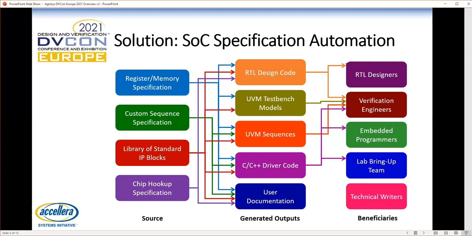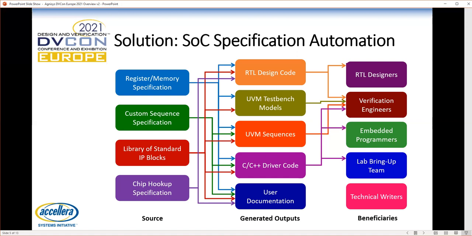The embedded programmers use this C, C++ driver code as the basis for their low-level software, sometimes called hardware-dependent software, interacting closely with the hardware. And the lab bring-up team, of course, no longer has a design or test bench. They have an actual chip back from the foundry, but they will be running the C++ driver code in the lab on that chip in the final stages of system validation.